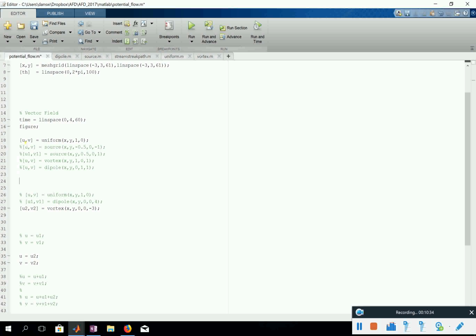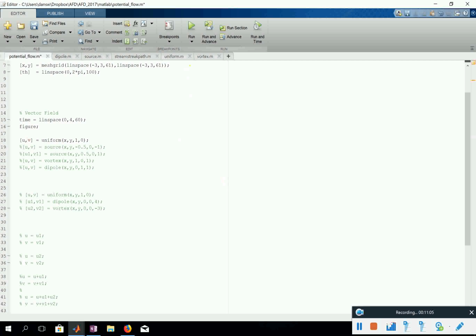So this is our uniform flow. What is the shortcut for commenting out in Windows again? Control R. Okay, Control R. It's not working. So how do I comment now? Oh yeah, Control R. Okay.